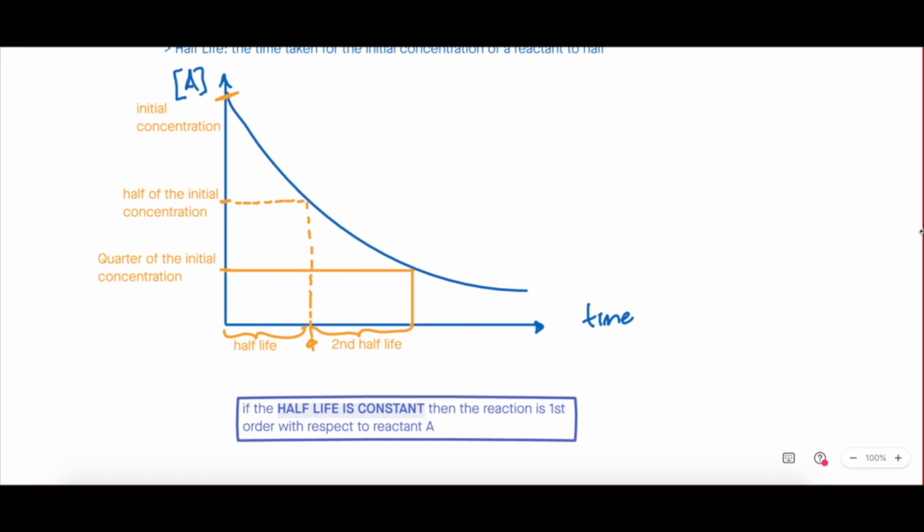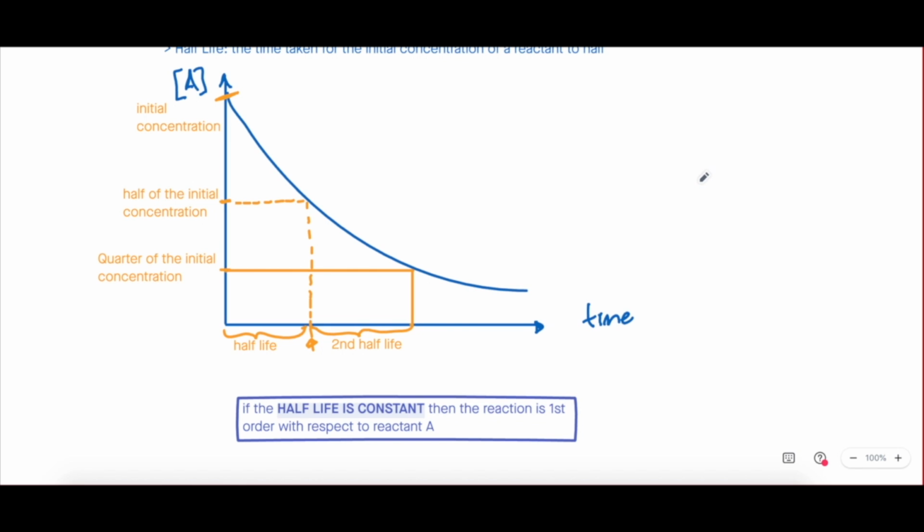So if the half-life is constant, so if your first and your second half-life are the same, then the reaction is first order with respect to reactant A, because reactant A is what the graph is all about. It doesn't mean the whole reaction is first order, it just means that reactant A is first order within the reaction. So that's the first method of proving whether something is first order or not.